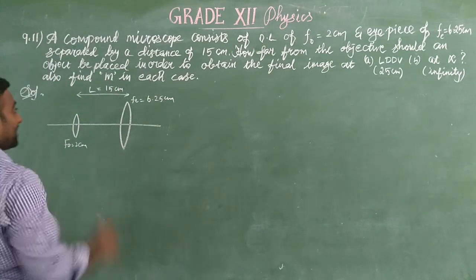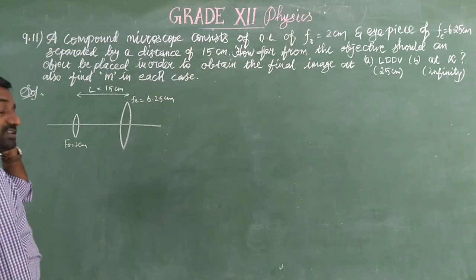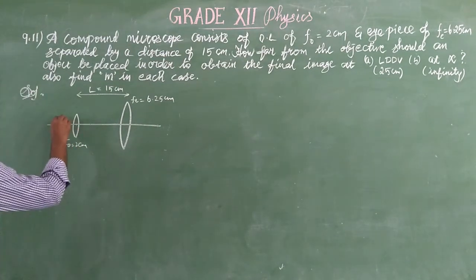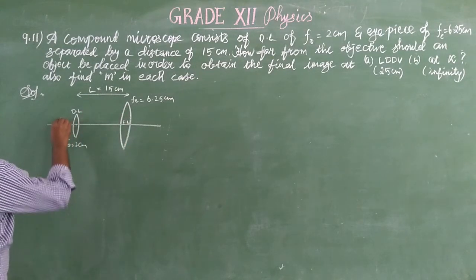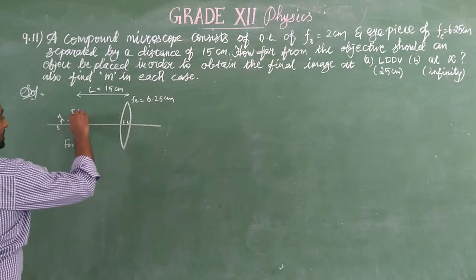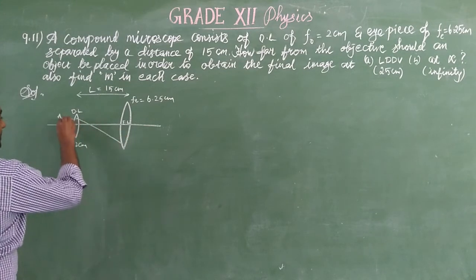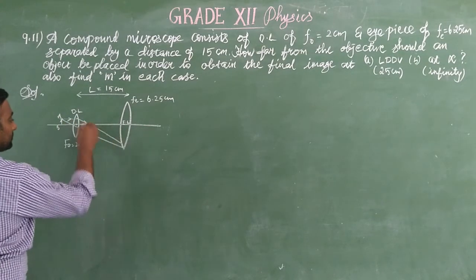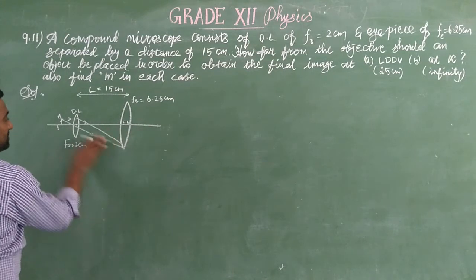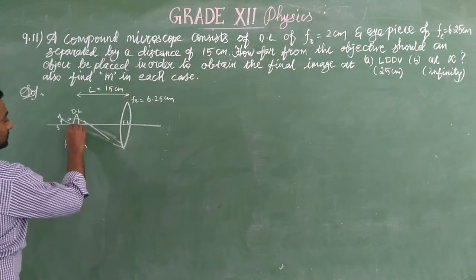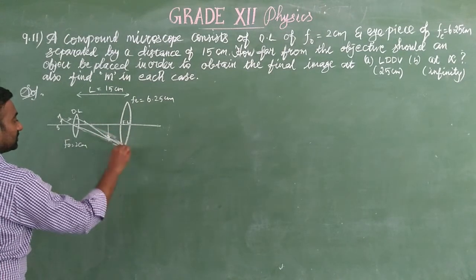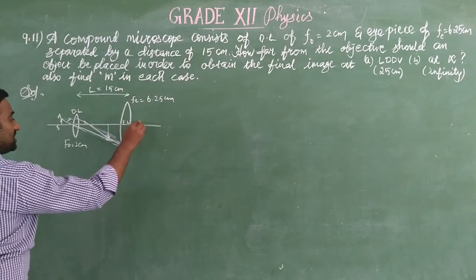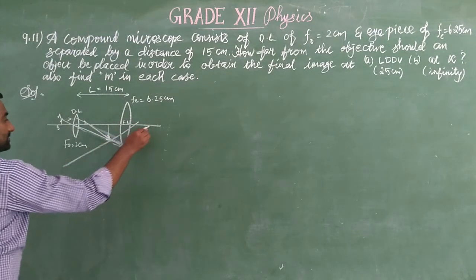So first, we'll draw a diagram. The final image is obtained at the least distance of distinct vision. This is the objective lens and this is the eye lens. The object is always placed on the left hand side. From the object the ray is incident and it converges, and forms an image. That image serves as the object for the second lens, then the final image is obtained here.